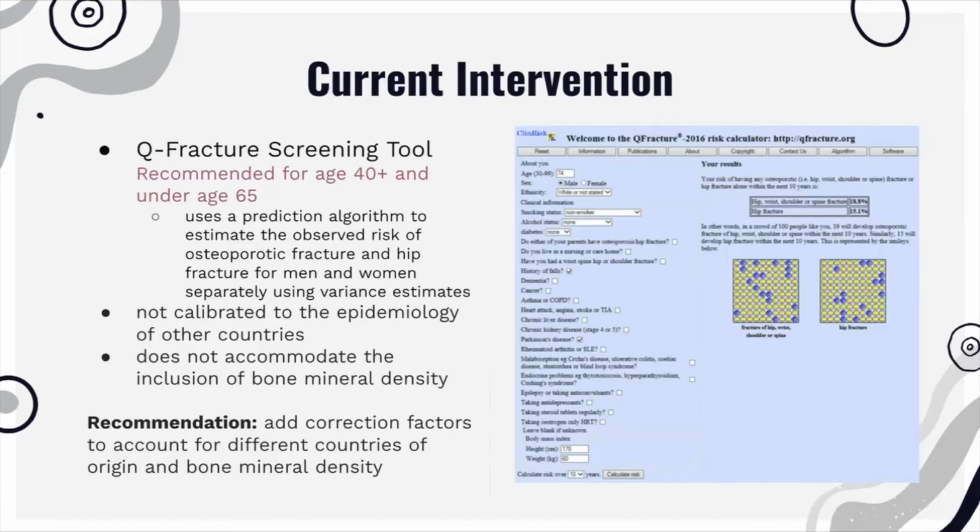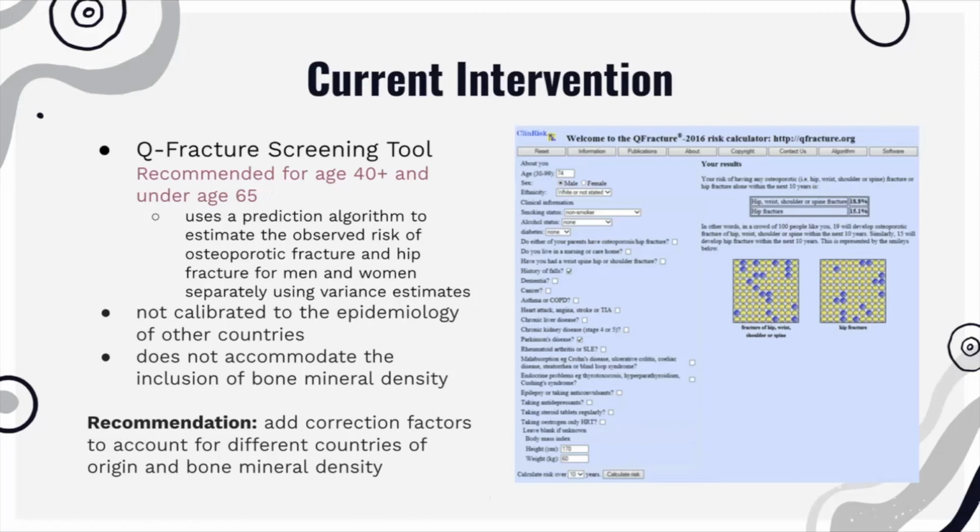Q-Fracture is a screening tool recommended for people above the age of 40 and below the age of 65. It uses a prediction algorithm to estimate the observed risk of osteoporotic fracture and hip fracture for men and women separately using variance estimates. This also accounts for the incidence rates of osteoporosis by ethnic origin, which addresses the current evidence of healthcare disparities in screening and treating osteoporosis between different ethnic groups. Since Q-Fracture estimates an annual risk and takes into account a wide range of CRFs, it allows for early detection and diagnosis of osteoporosis and can therefore assist in treatments to mitigate pre-existing symptoms and decrease the risk of developing osteoporosis.